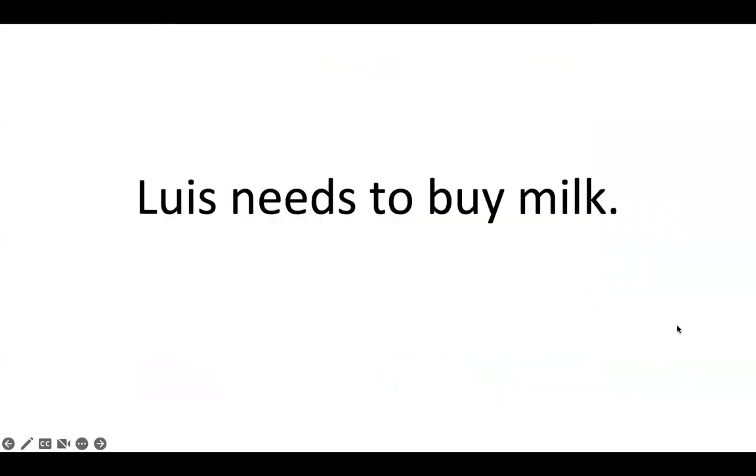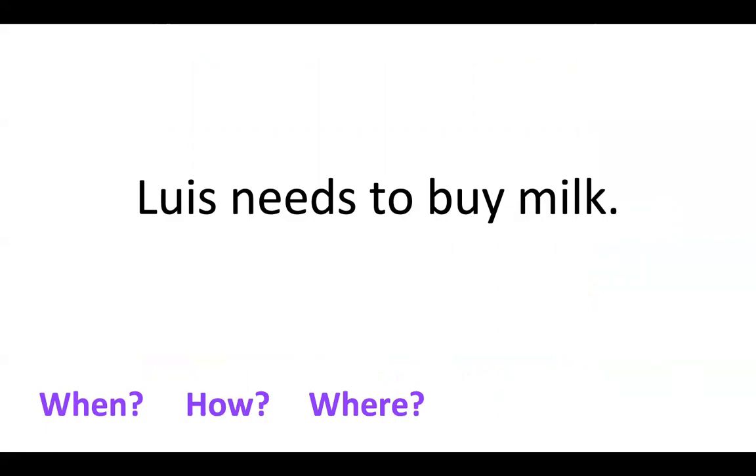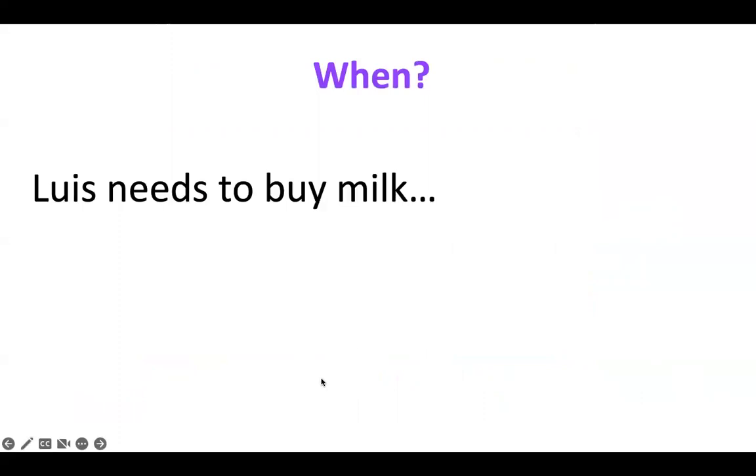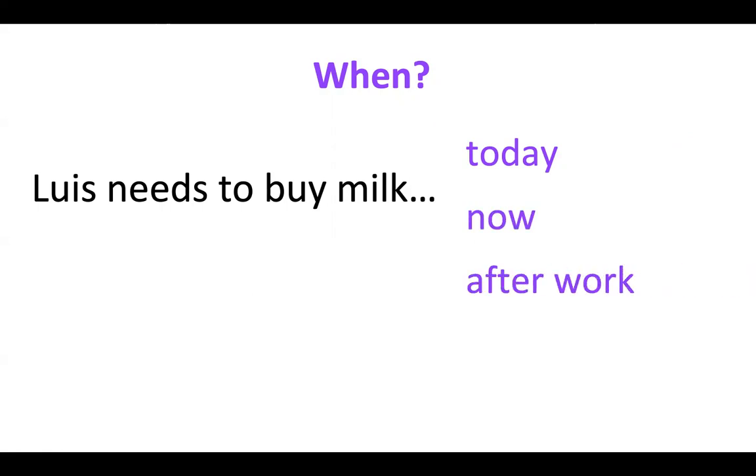But if we start with this simple sentence, we can add more information to it. When? When does he need to buy milk? Where? Where does he need to buy milk? How? How does he need to do it? And finally, what kind of milk? When? Luis needs to buy milk today. He needs to buy milk now. He needs to buy milk after work. He needs to buy milk this weekend.